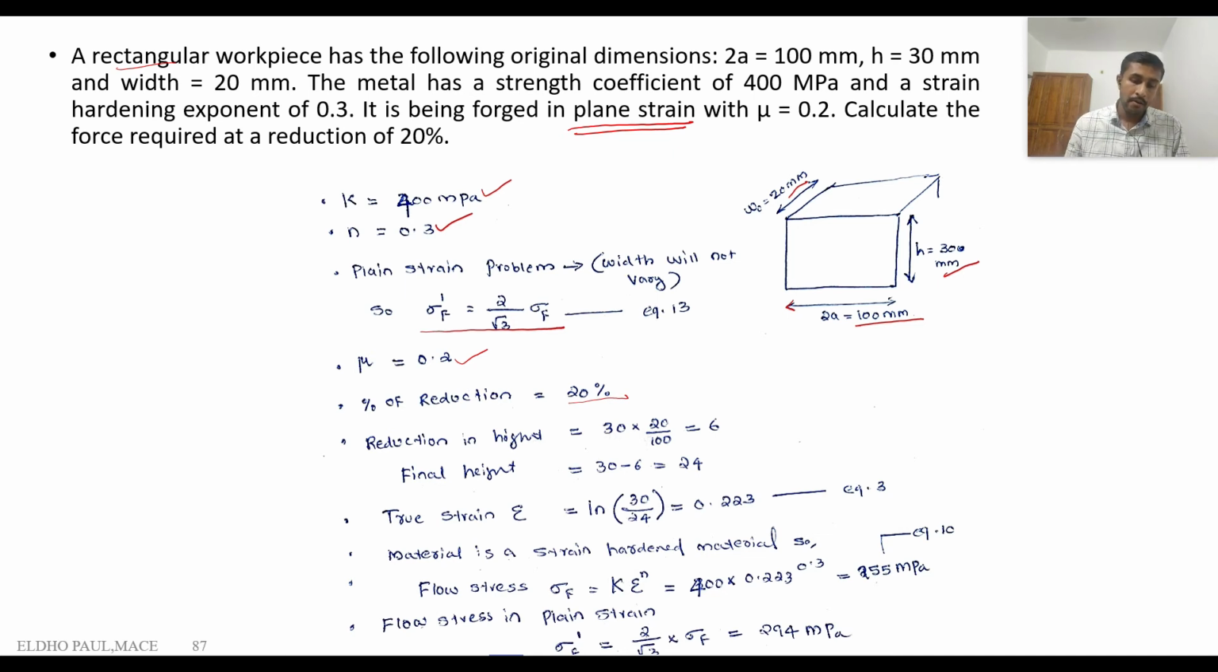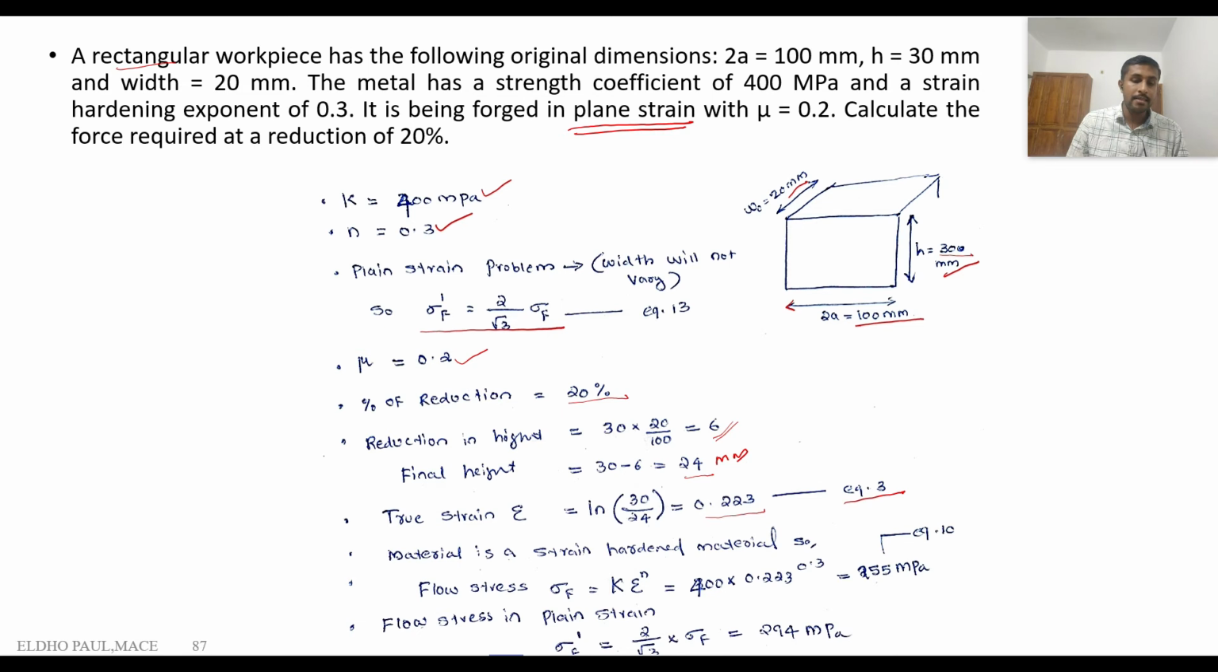So the percentage reduction on this workpiece is 20%. Reduction is 20%, which means the initial height was 30, so 20% reduction is equal to 6 mm. The final height will be 30 minus 6, that is equal to 24 mm. Then we can calculate the true strain. The true strain equation is equation number 3. We already studied it: natural logarithm of initial height divided by final height, or instantaneous height. So 30 by 24, and we got 0.223, that's the true strain.